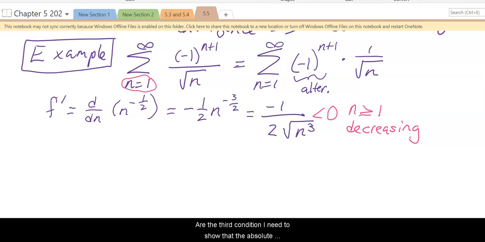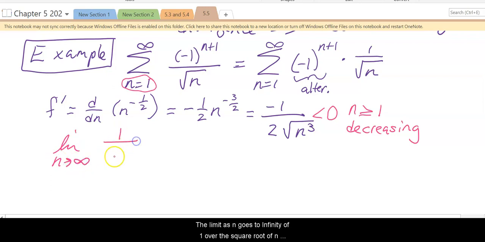For the third condition, I need to show that the absolute value of the terms of the series is going to 0. This means that I pull off the alternating sign behavior and take the limit of what's left as n goes to infinity.